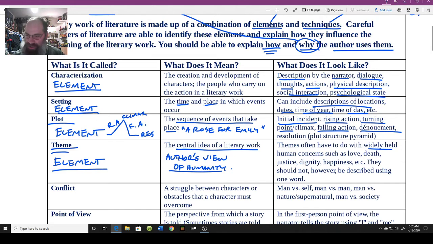So here it is: widely held human concerns such as love, death, and so on. But really, essentially, what is the human condition? We are born, we live, we die. So writers usually concern themselves either with being born, living, or dying. So is this a story about living? Is it a story about dying? Is it a story about being born and coming into the world, coming of age? Or is it a story of fading glory?